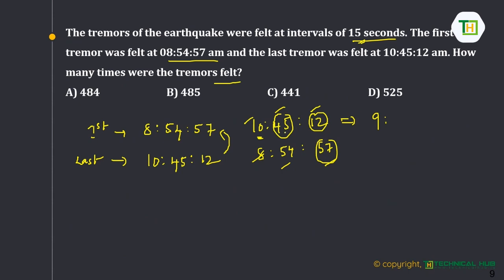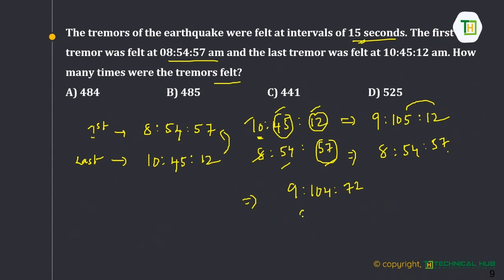What happened? 60 minutes plus 45 is 105 minutes, and 12 seconds. And the second value is 8:54:57 only. Again, 12 is smaller than 57. Now I will take 1 minute from the 105 minutes to the 12 seconds. Then what happened? 9 hours, 104 minutes. 1 minute is nothing but 60 seconds, then 60 plus 12 is equal to 72 seconds. So 8:54 and 57. See here, 9 hours 104 minutes 72 seconds.